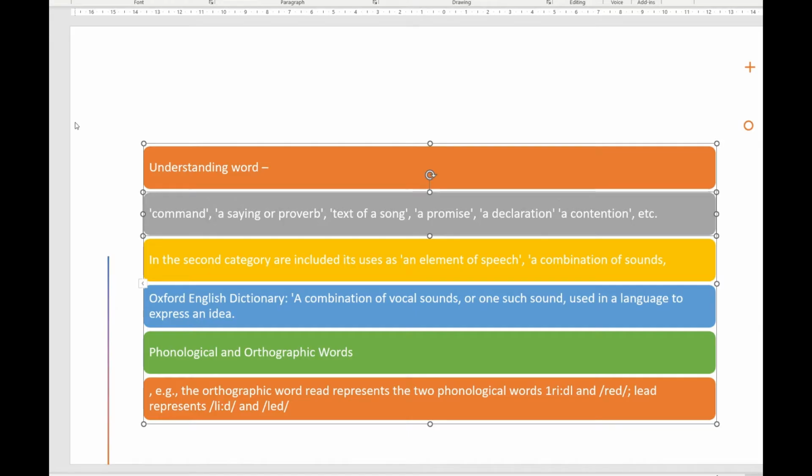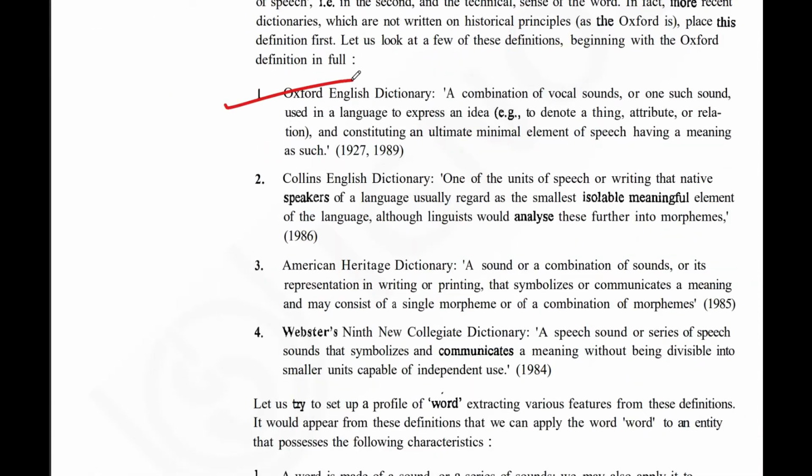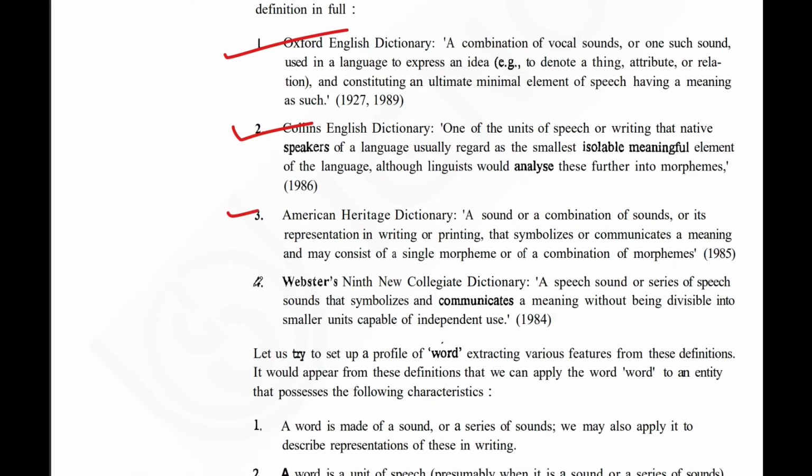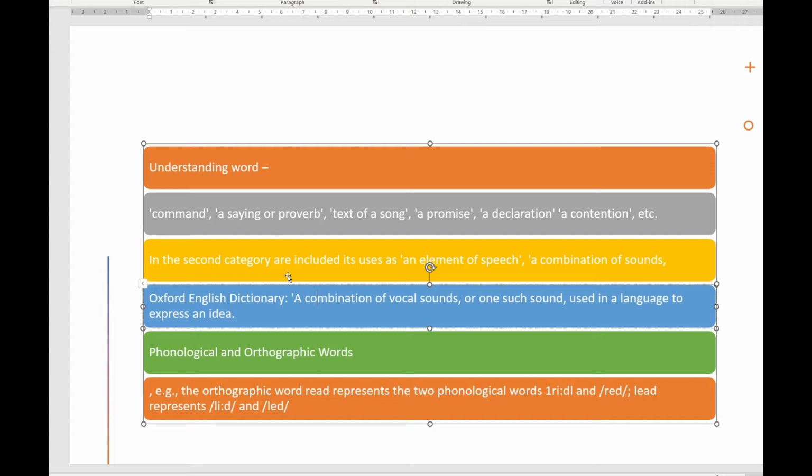The first one is given here, which is a command, a saying, or a proverb, a text, or a song, a promise, a declaration, a contention, something like this. And the second category of the word is, I'm sorry, did I say verb? It's word. Yeah, word. So the second category says that anything which includes its uses as an element of speech or a combination of sound is called a word. There are multiple definitions given in your IGNOU books, like Oxford Dictionary, Collins Dictionary, American Heritage, Webster's. So many different definitions which we have found over there.